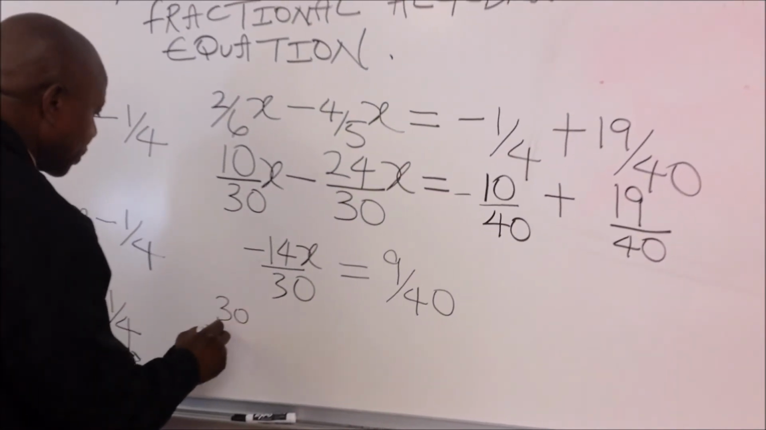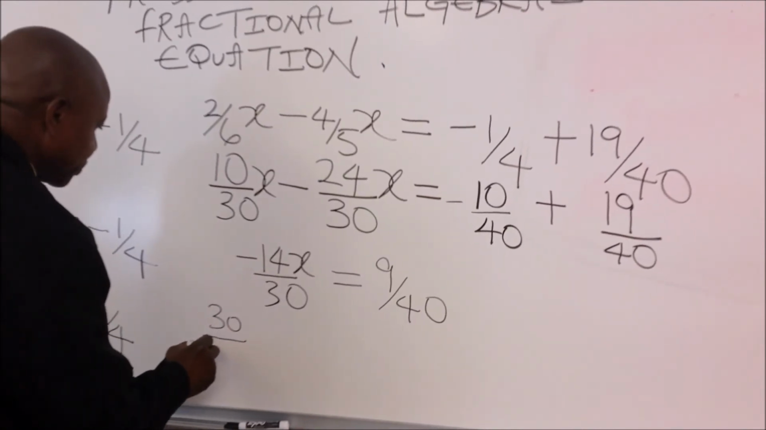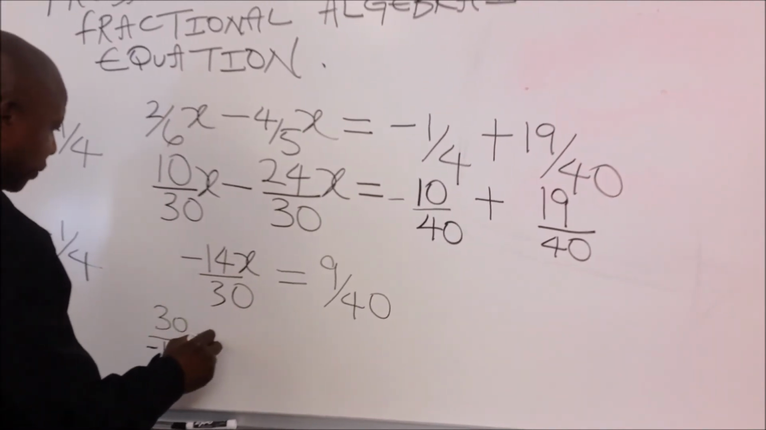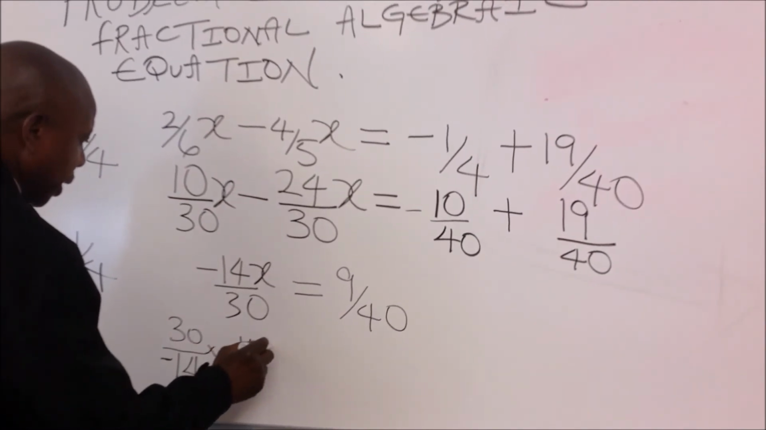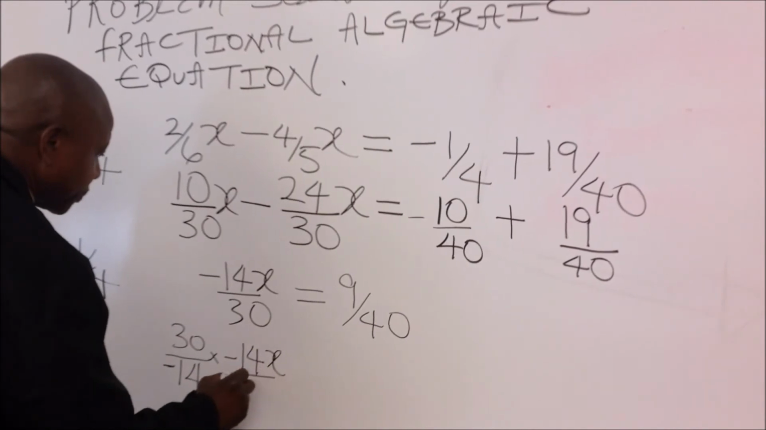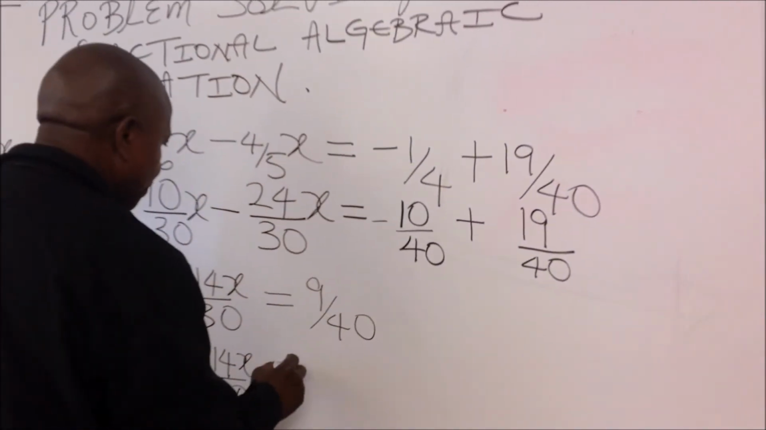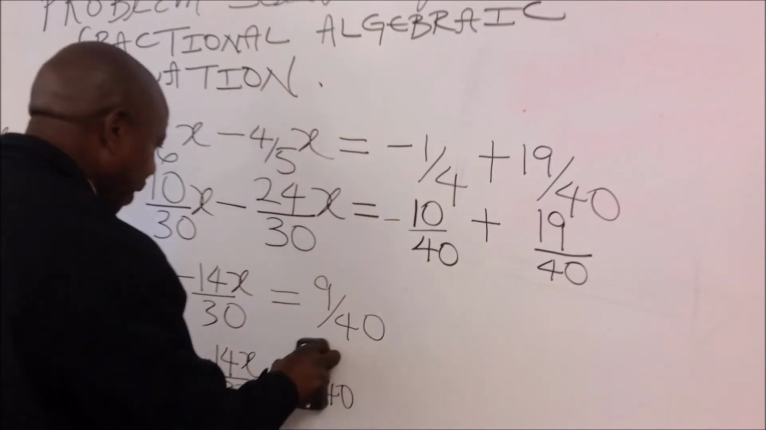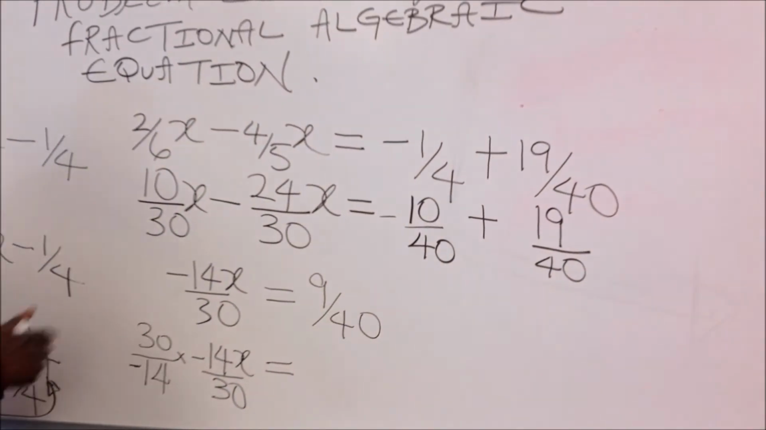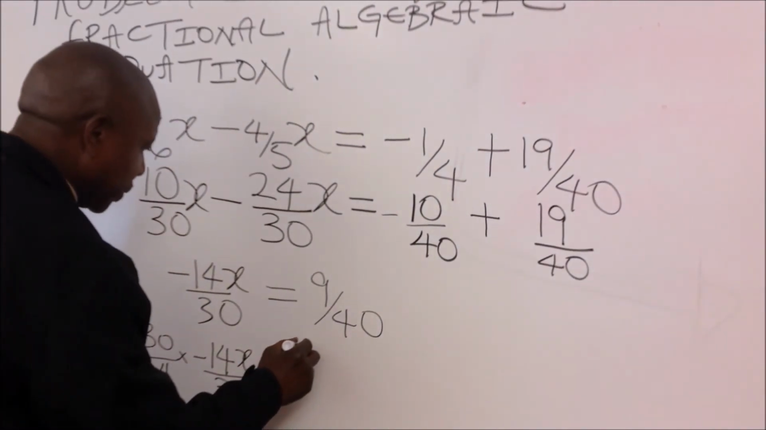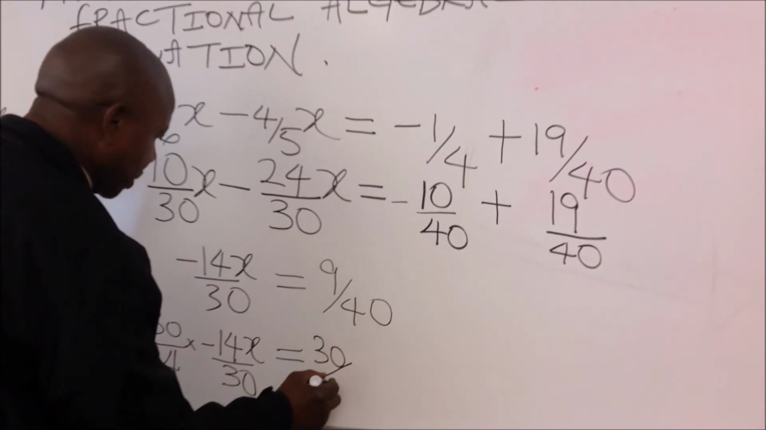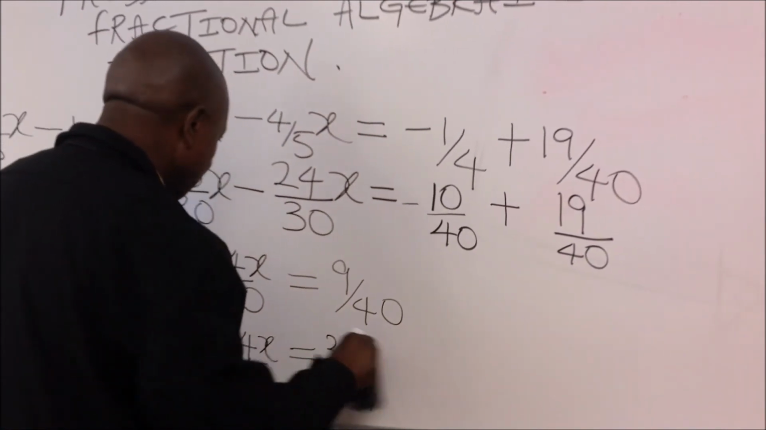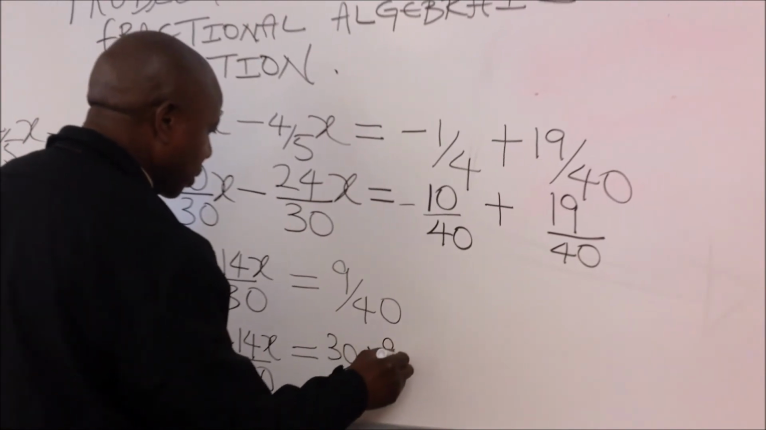So 30 over negative 14. Again, still we have negative 14x over 30 equals, we have 9 over 40. So whatever we do to the left side, we must do what? To the right side. So we must multiply the right side by the same quantity. That will be again 30 over negative 14 times 9 over 40.